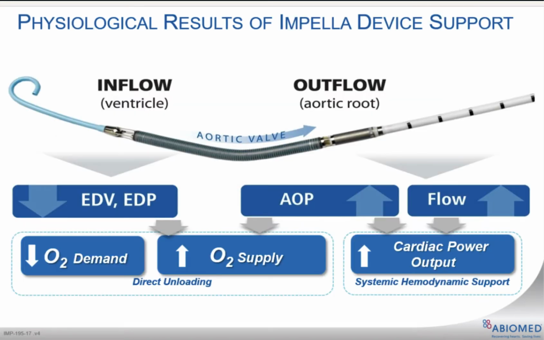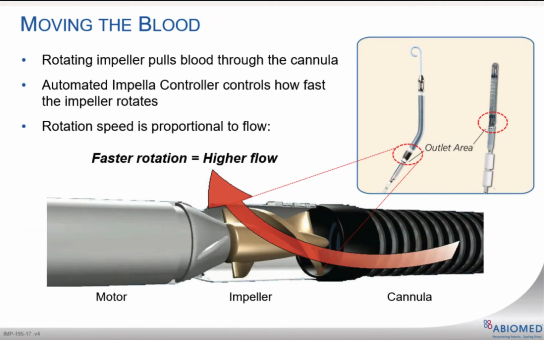When the Impella device is properly placed across the aortic valve, it transports blood in the same manner as the native heart. It pulls blood from the ventricle through the aortic valve and into the root of the ascending aorta. This flow reduces ventricular and diastolic volume and pressure and increases the mean aortic pressure and flow. The rotation of the impeller inside the Impella cannula creates a negative pressure that pulls blood through the cannula from the inlet area to the outlet area.